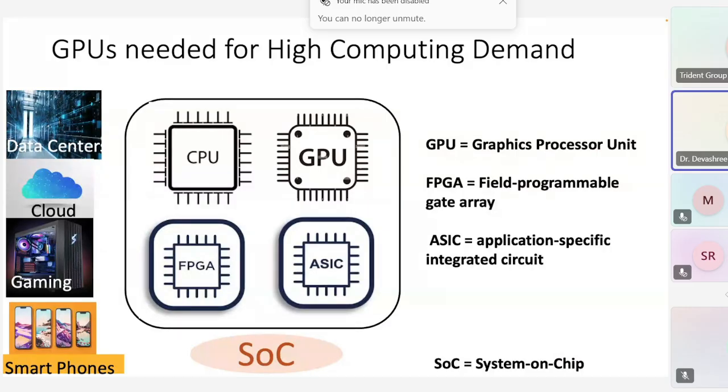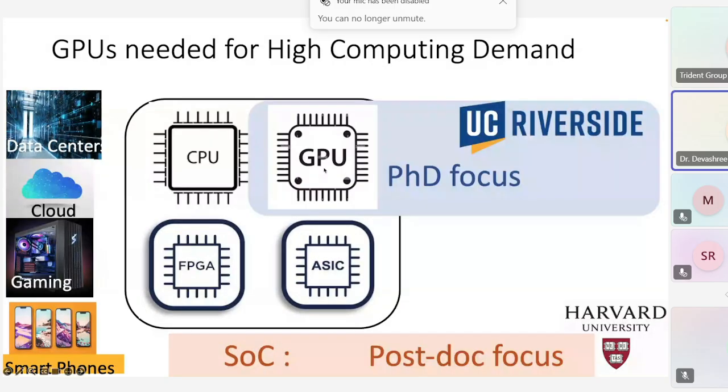During my PhD, I was looking extensively at the GPU aspects, GPU energy efficiency, scalability, etc. And during my postdoc at Harvard University, I started looking at the whole system holistically.